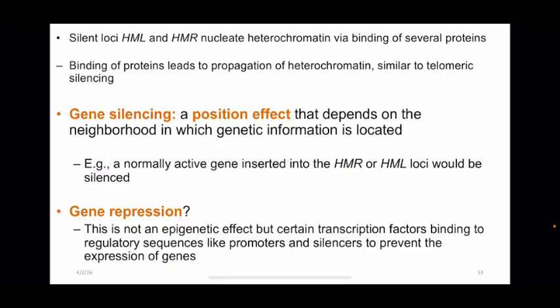Gene silencing is actually an epigenetic effect. That's like position effect, where the position of a gene is going to determine whether it's going to be heterochromatin or euchromatin. But gene repression actually involves proteins, transcription factors. So these involve the presence of physical effectors, but silencing is just position effect or epigenetic effect, right?